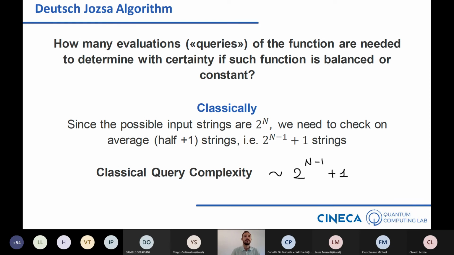Okay, maybe it's not again clear, but this is the question. So you have 2 to the n possible strings. In order to be sure, you have to evaluate half of them plus 1. Because if you get always 0, you don't know if the function is constant or you're just being not lucky. So that's why this is the classical query complexity.